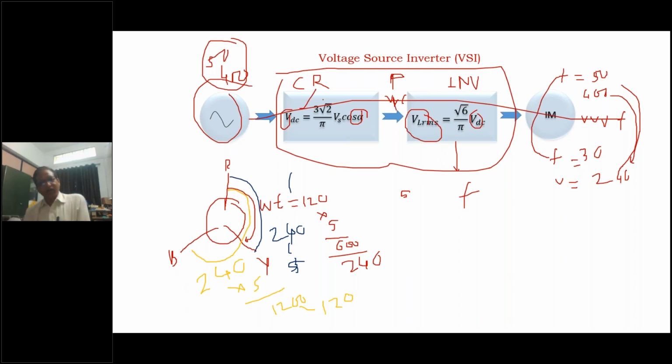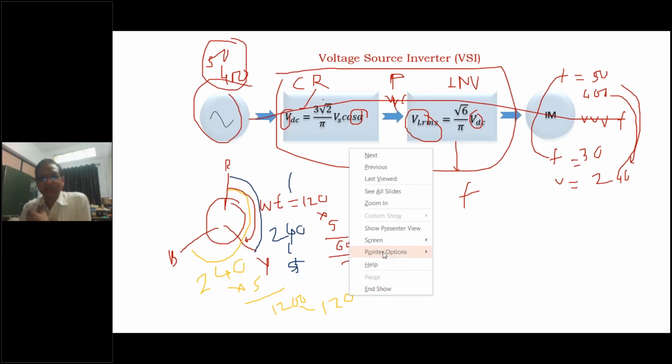What happened? The R and Y phase shift is 120 degrees according to the fundamental component, but for the fifth harmonic it is 240. And the angle between R and B is 240 degrees for the fundamental, so for the fifth harmonic that angle is 120 degrees. So what is the meaning of this?